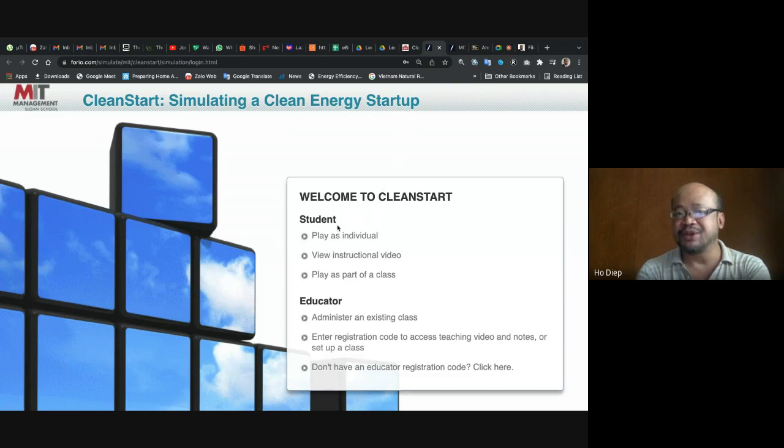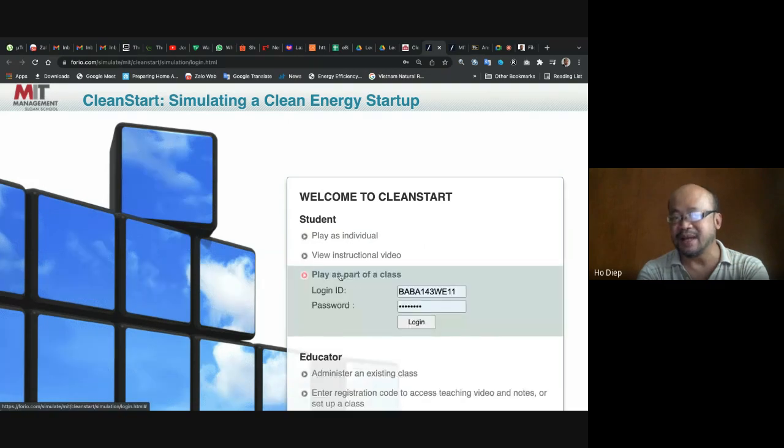You have a choice when you reach this web page: play it as an individual, which you can play as many times as you want to practice, or play it as a class. I will email you the user and password where you can log in and play as a class. When you play as a class, you're only allowed to do it once only, and your score will be determined when you play as a class.